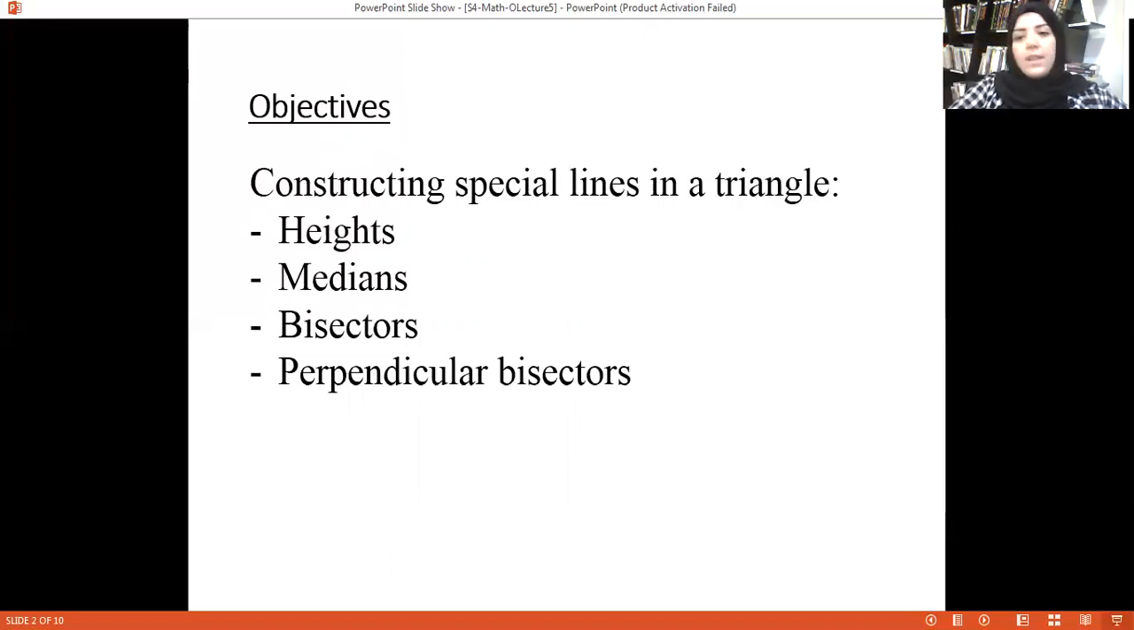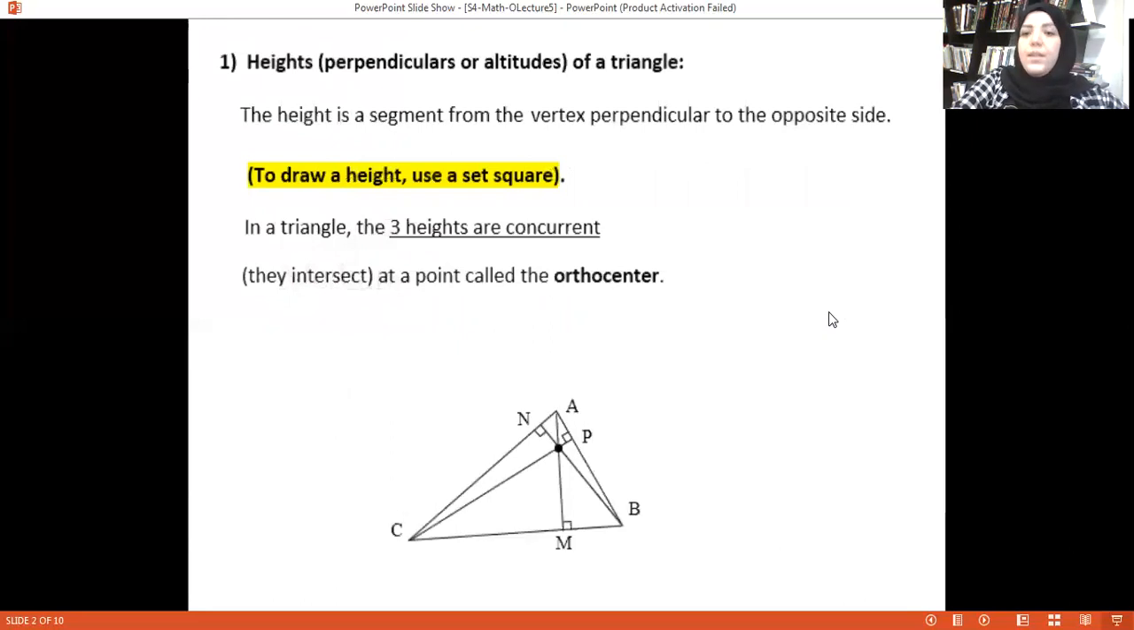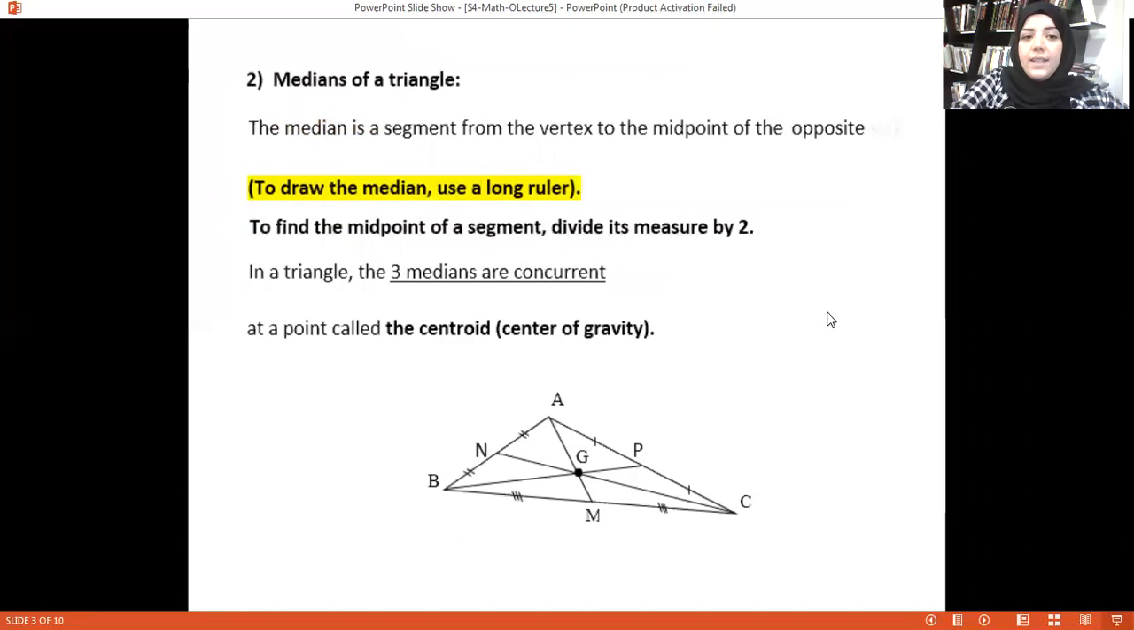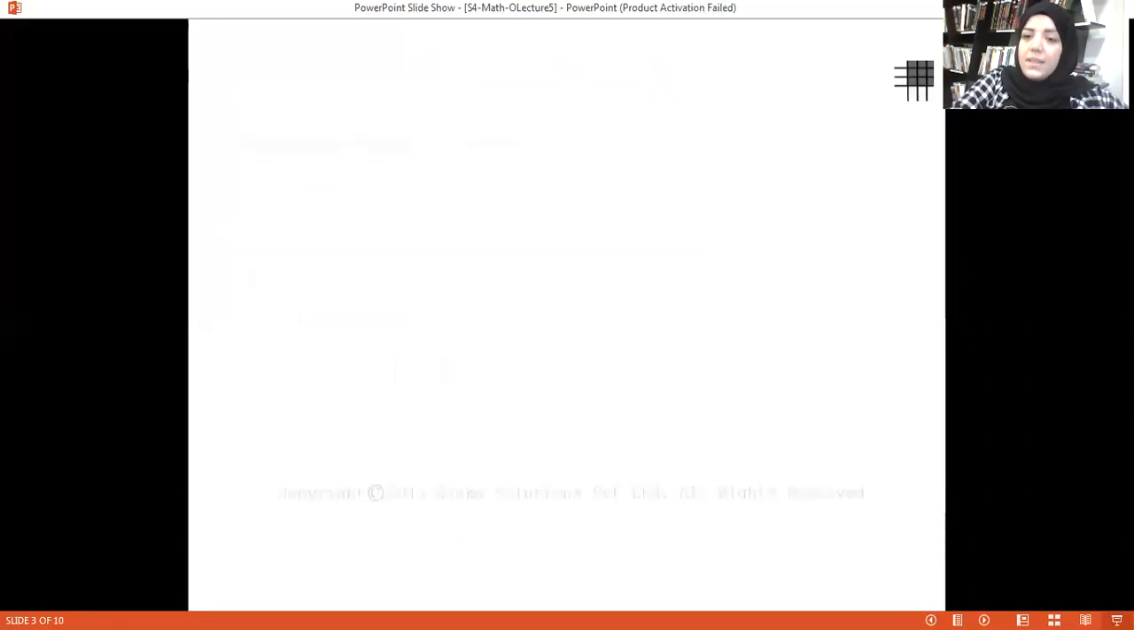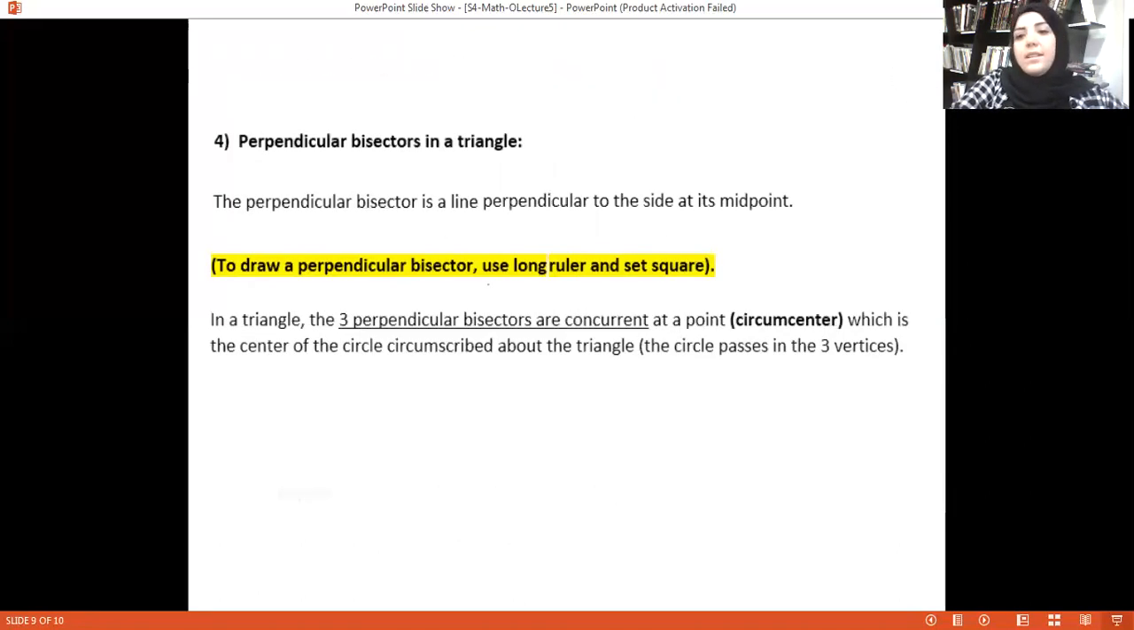Actually, it's the last lesson in our semester. We are done with everything. And this one is very important and it's very easy. You just need to draw a height, a median, a bisector, and a perpendicular bisector. That's it. Okay?